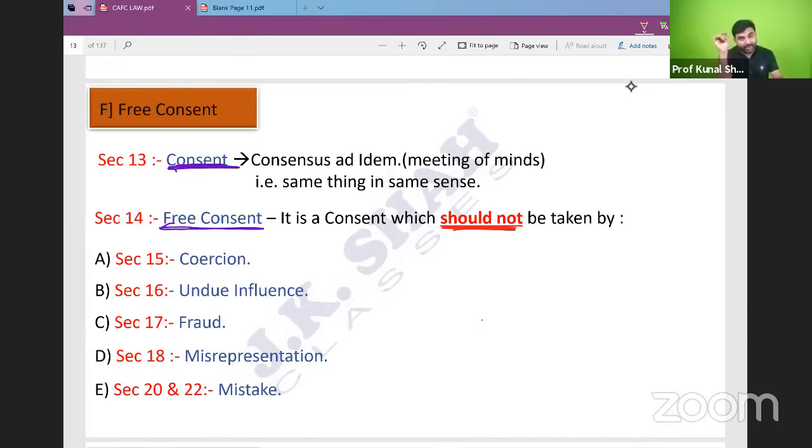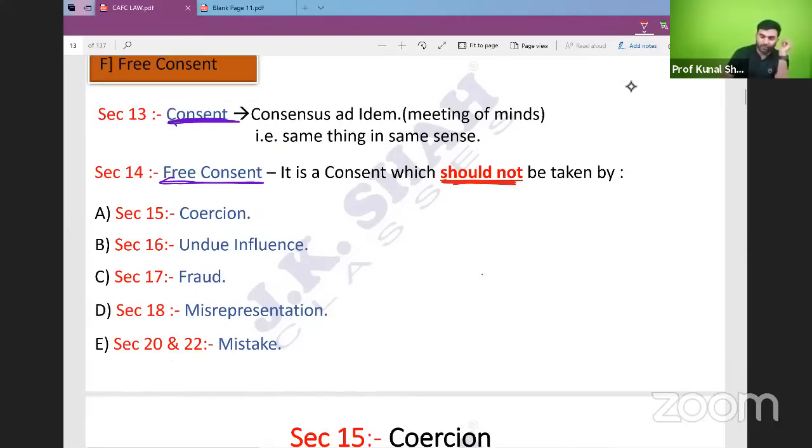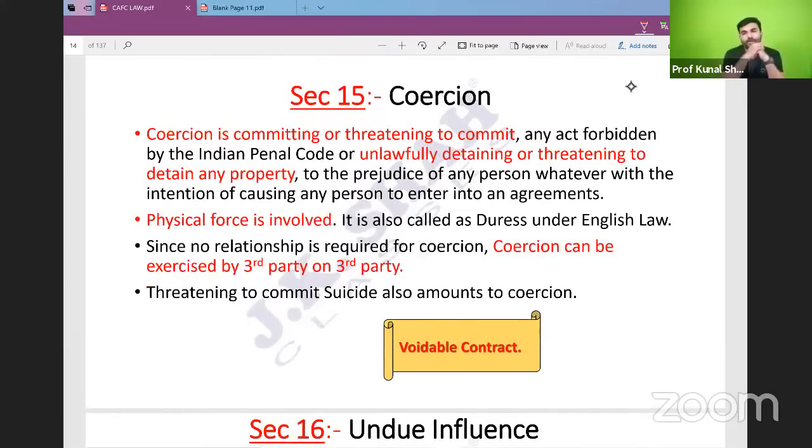In order to have a valid contract, law says the consent must be a free consent, which means the consent should not be taken by coercion or undue influence or fraud or misrepresentation or mistake. So we have to discuss all of them in detail. What is coercion? What is undue influence? What is fraud? What is misrepresentation? And what is mistake? Let us first of all discuss the meaning of the word coercion.